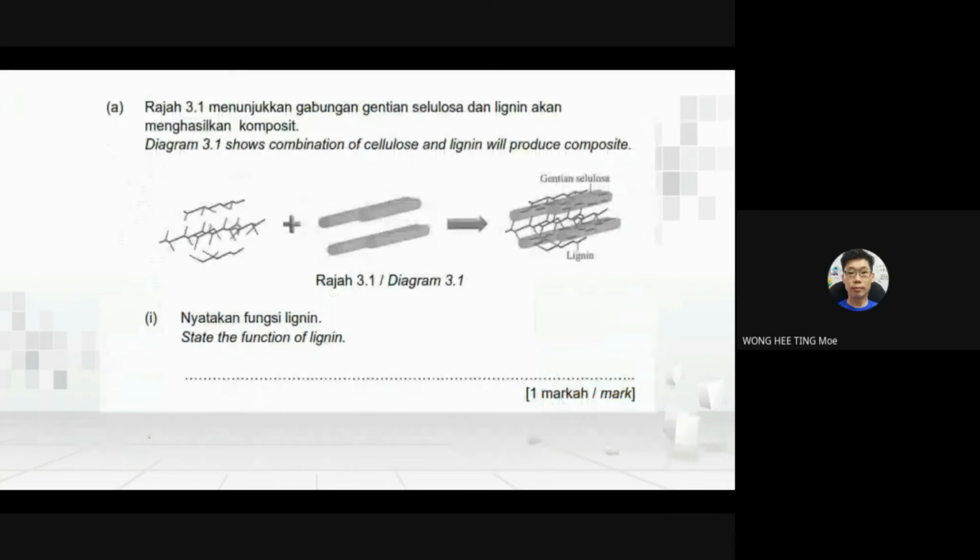Now number 3. The diagram shows the combination of cellulose and lignin to produce a composite. State the function of lignin. It becomes the matrix substance.